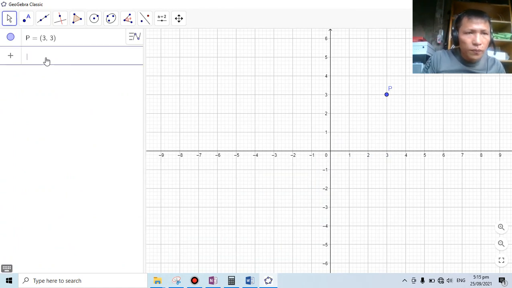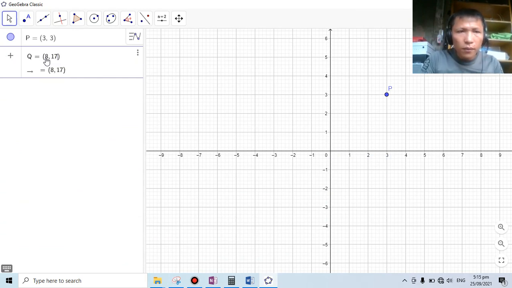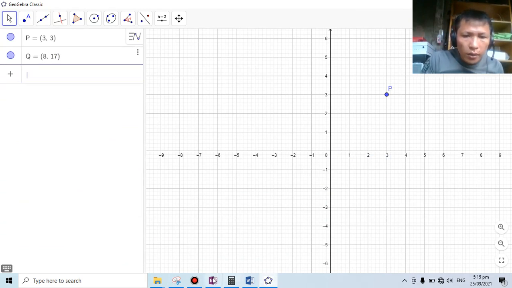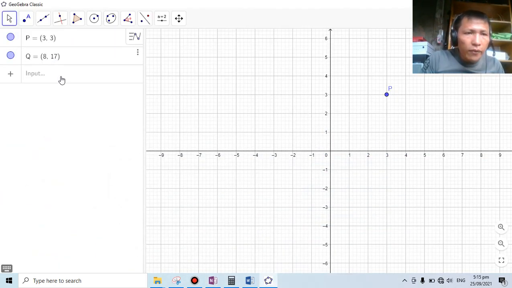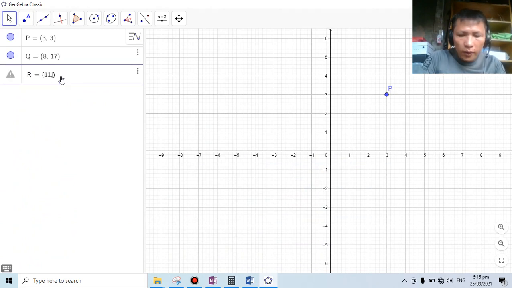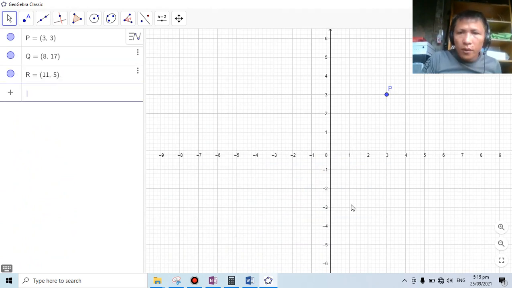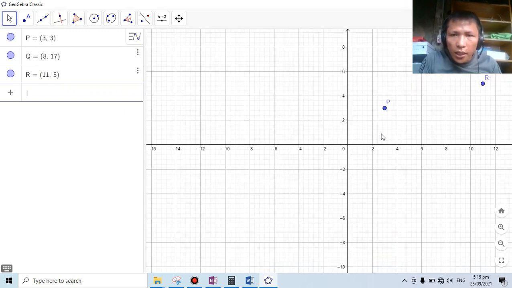And then the last point is R = (11, 5). R is equal to (11, 5). There we have it.